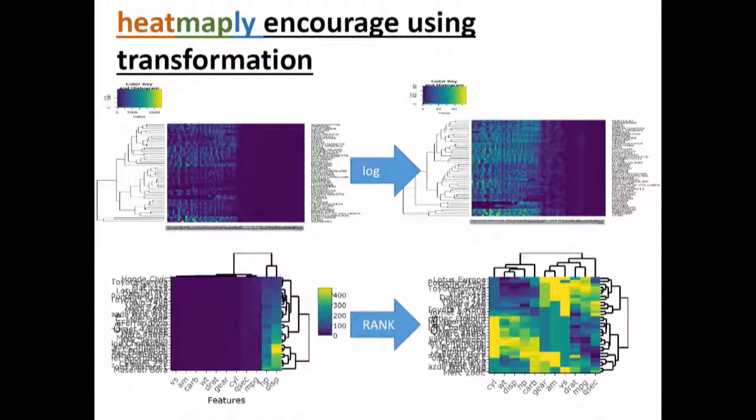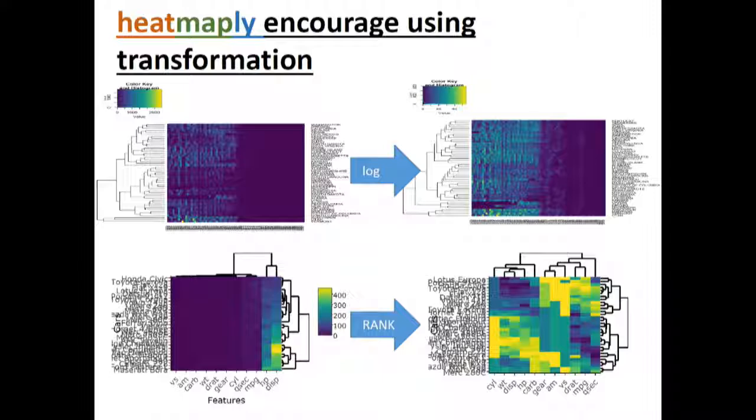Now, another thing that I encourage the use of is transformation before you create your heat maps. So for example, in the upper corner, you have an example of count data of some sort. And there, because it's very right-skewed data, if you use a square root, you get a better sense of the data because it diminishes the effect of extreme values, and you can better see the pattern.